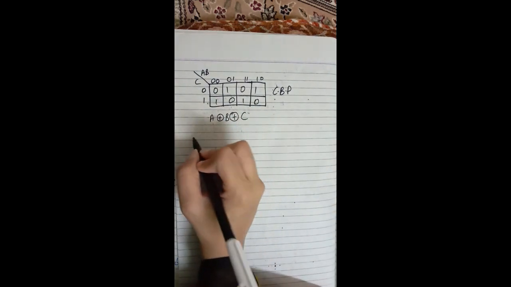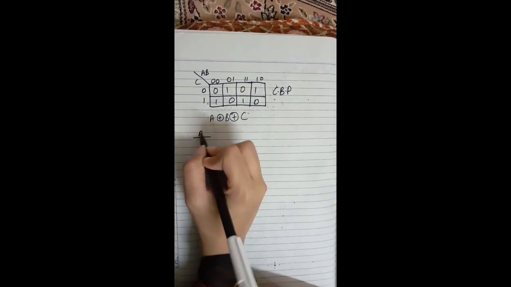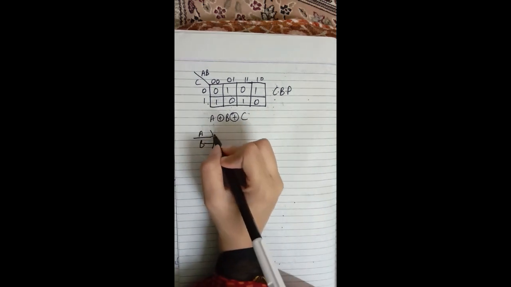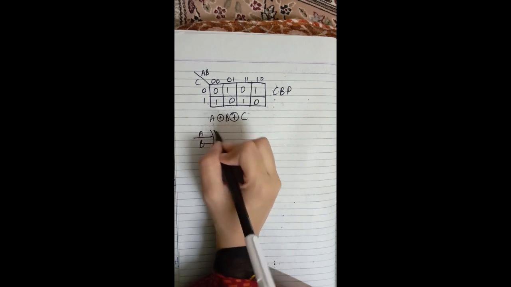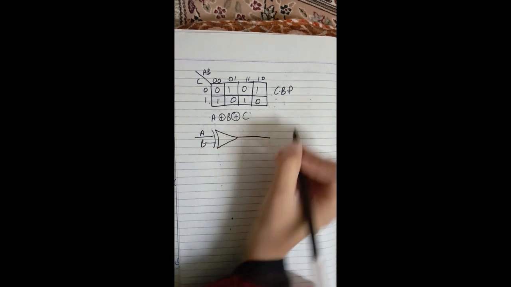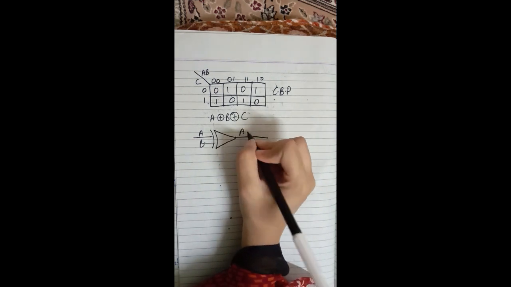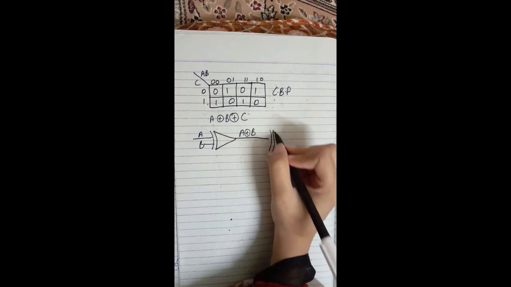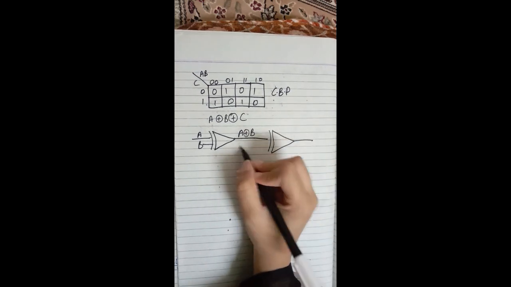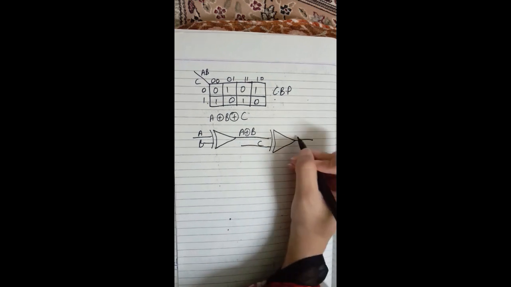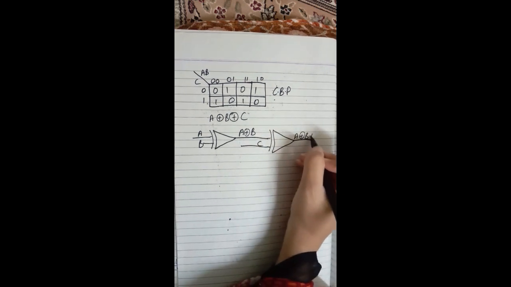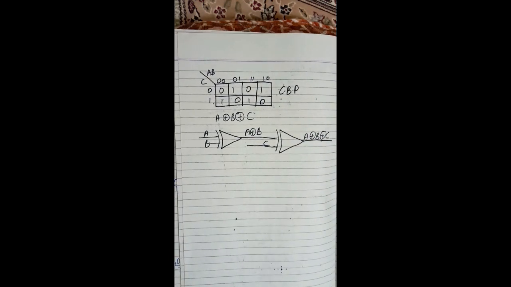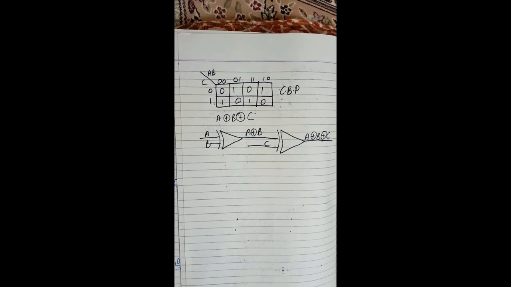It is like A, B, first of all they are connected like this. This is A XOR B. Now we will add the C with A XOR B, C, and it will become A XOR B XOR C. This is our difference, our circuit diagram for the difference.